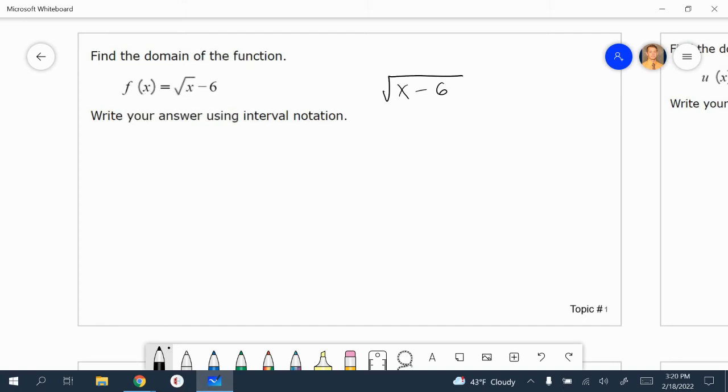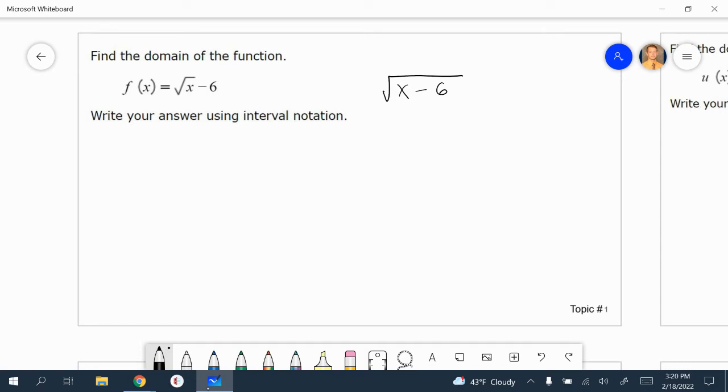Okay, we're going to start on Unit 6 now for college prep, and this is topic number 1. We're trying to find the domain of the function. First, before we get started here, we have to understand what domain means. Domain is all of the possible x values that work in an equation.